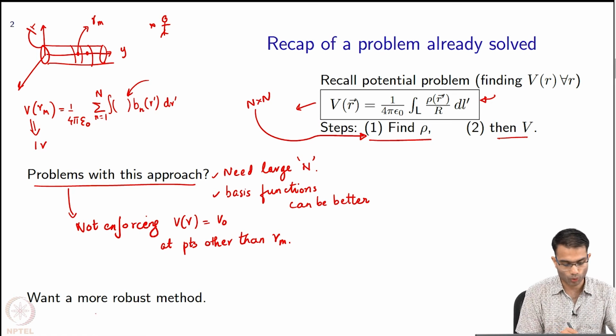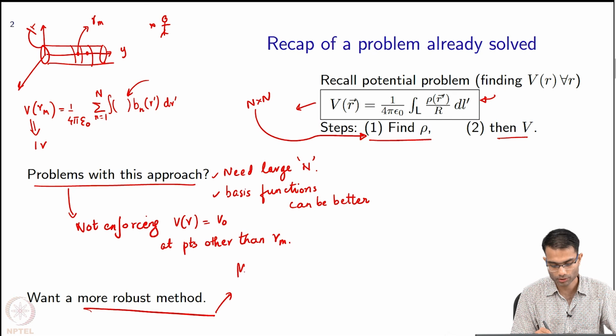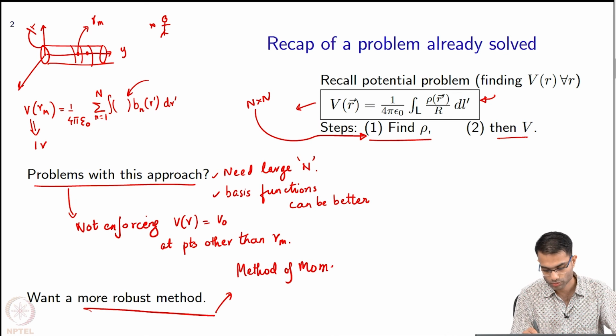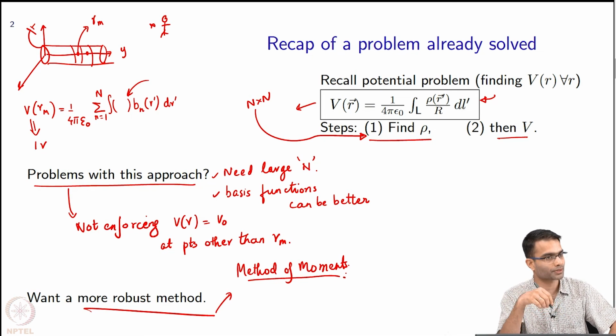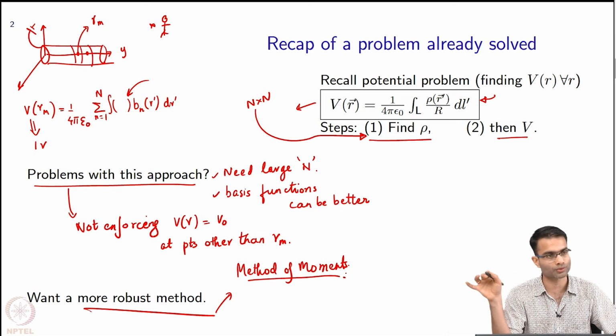So the more robust method is what is called the method of moments. And this method of moments is actually a very general term. It includes integral equation methods. It also includes finite element methods. Okay, so it's found throughout engineering.